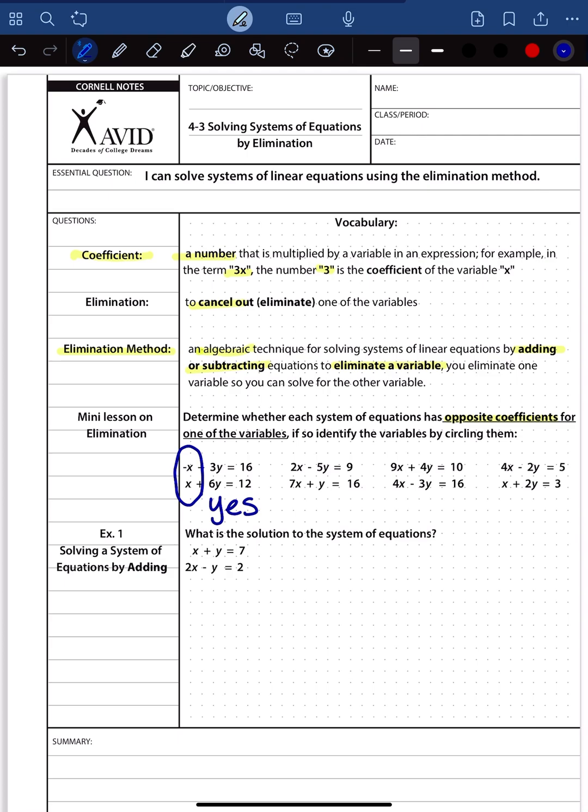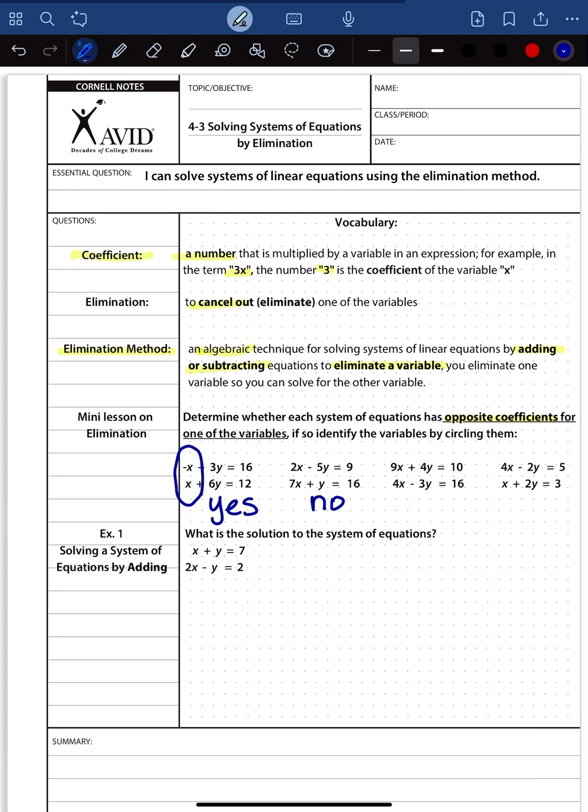As we look at the second example, if I look at the coefficient for x, I have 2 and 7. Those are not opposite. As we look at the coefficients of y, I have a -5 and just 1. Those are not opposite, so no, these do not have opposite coefficients.